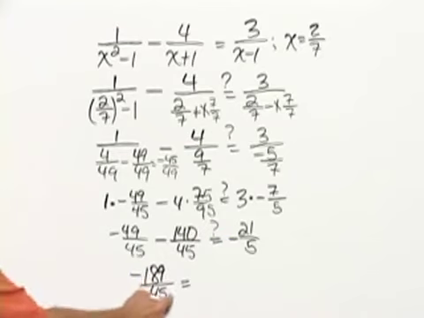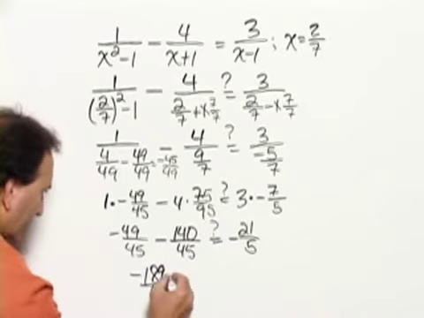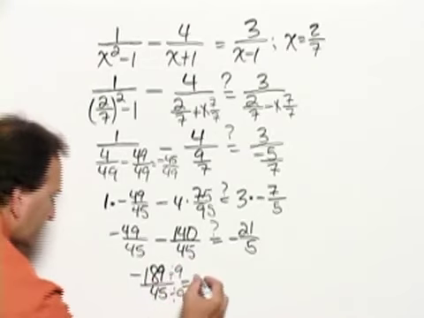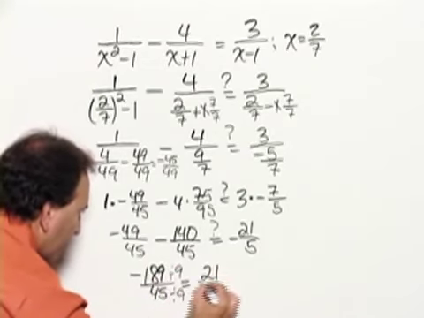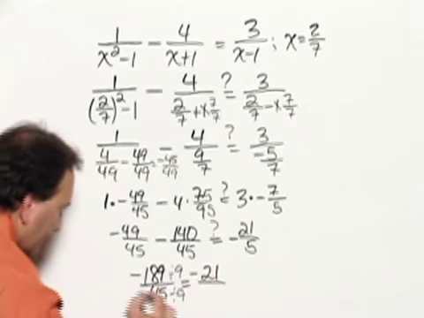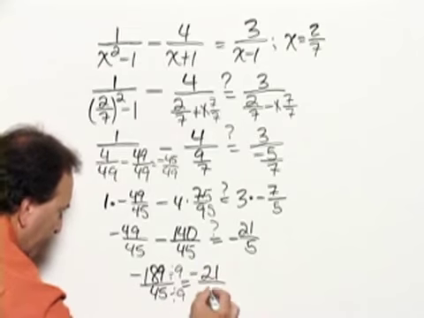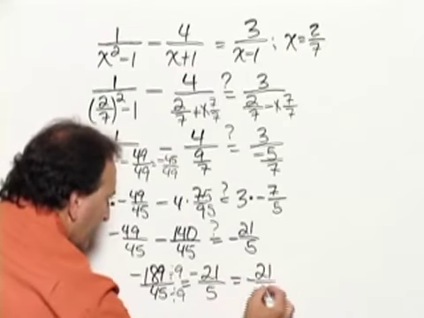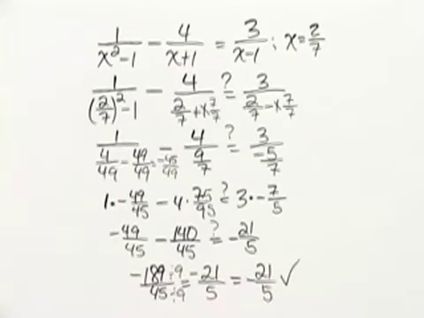Now before, I should have put my question mark there. Let's notice that 9 will divide into each of these. So divide by 9, divide by 9. 9 goes into here 21 times, and it's the negative. 45 divided by 9 is 5. So in fact, it does equal negative 21/5, and it checks. That tells us our answer is 2/7.